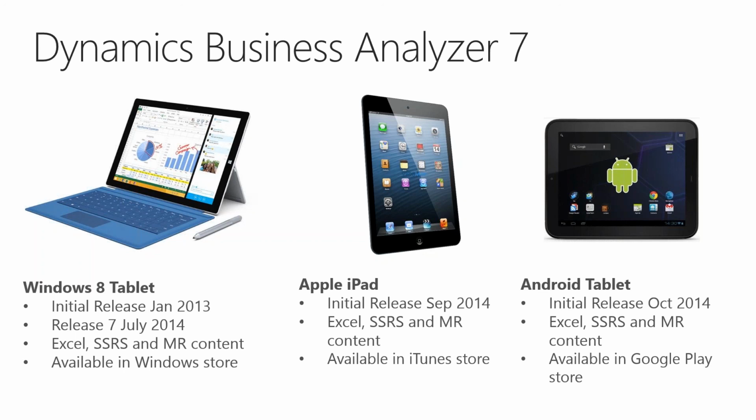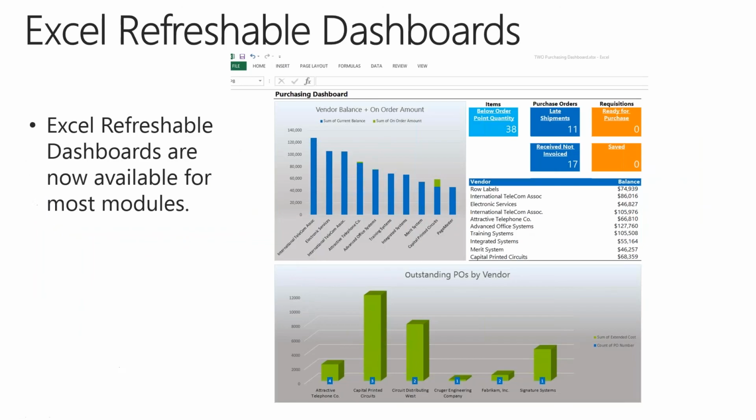Unfortunately, I can't show you my iPad to show you how this works, but here's a snapshot of what that analyzer looks like. As you can see, you can actually see some dashboards and so forth right on these mobile devices. Now, if you're not using the business analyzer and you like the idea of having dashboards, GP has included a few new Excel refreshable reports. Some of them are the dashboards that are available in the different modules, and I'm going to show you that in just a couple of minutes.